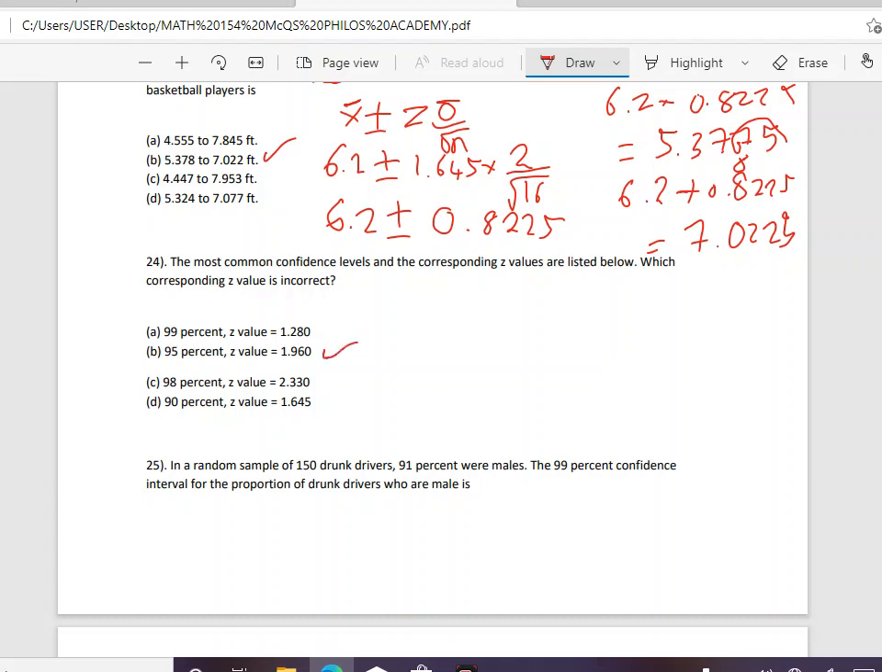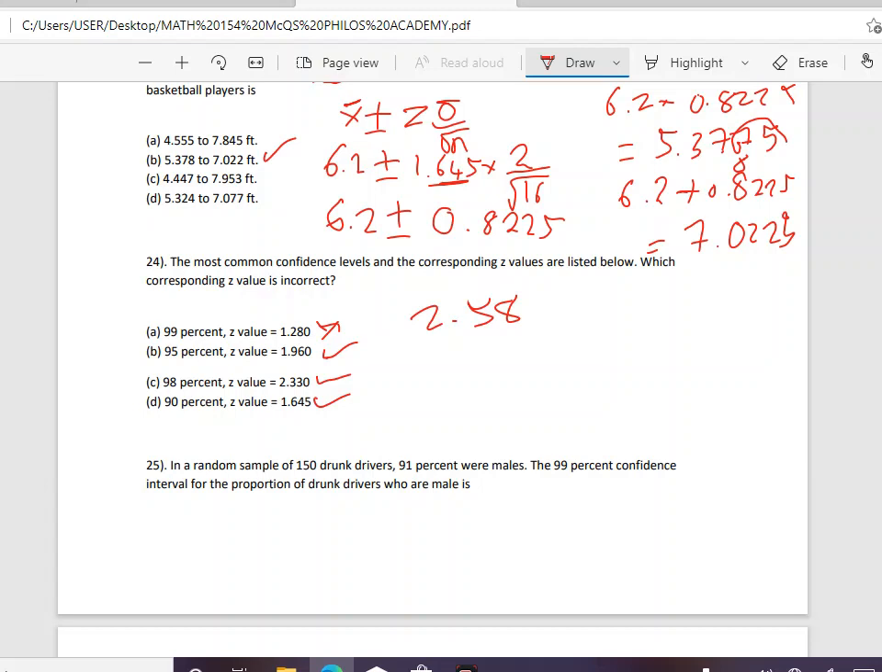So this is correct. When you are 98% confident, your Z score is 2.33. It's also correct. When you are 90% confident, your Z score is 1.645, the one we used here. So it's also correct. But when you are 99% confident, your Z score cannot be 1.28. It's totally wrong. I think your Z score should be 2.58 or so. Yeah, 2.58. That should be your Z score when you are 99% confident.